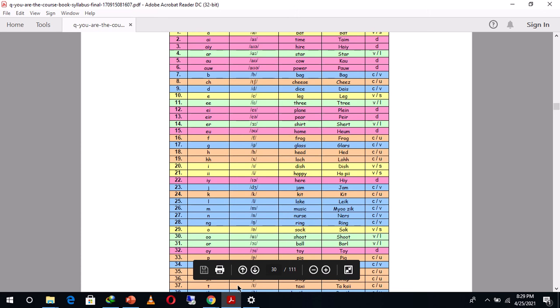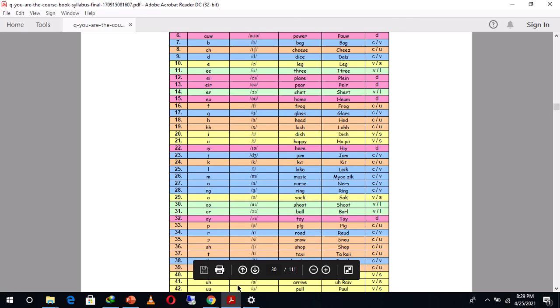Okay. Number 29, it's O, like sock. There's double O, and that would be long and voiced, like shoot. There's a difference between those two sounds when we are producing them, like O, oo. So that would be about sock, shoot, sock, shoot.